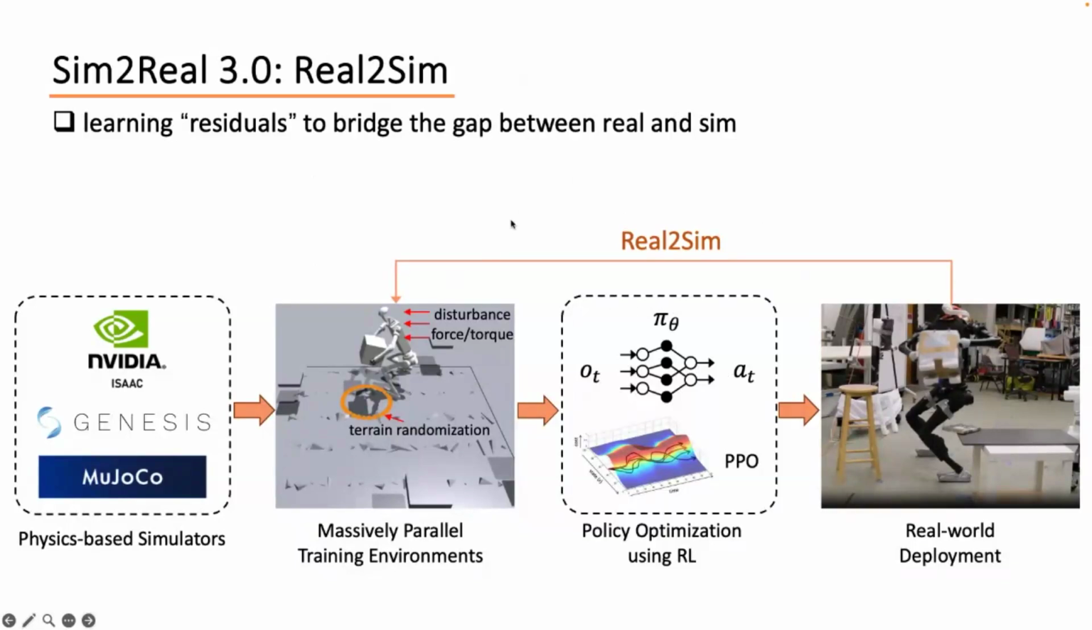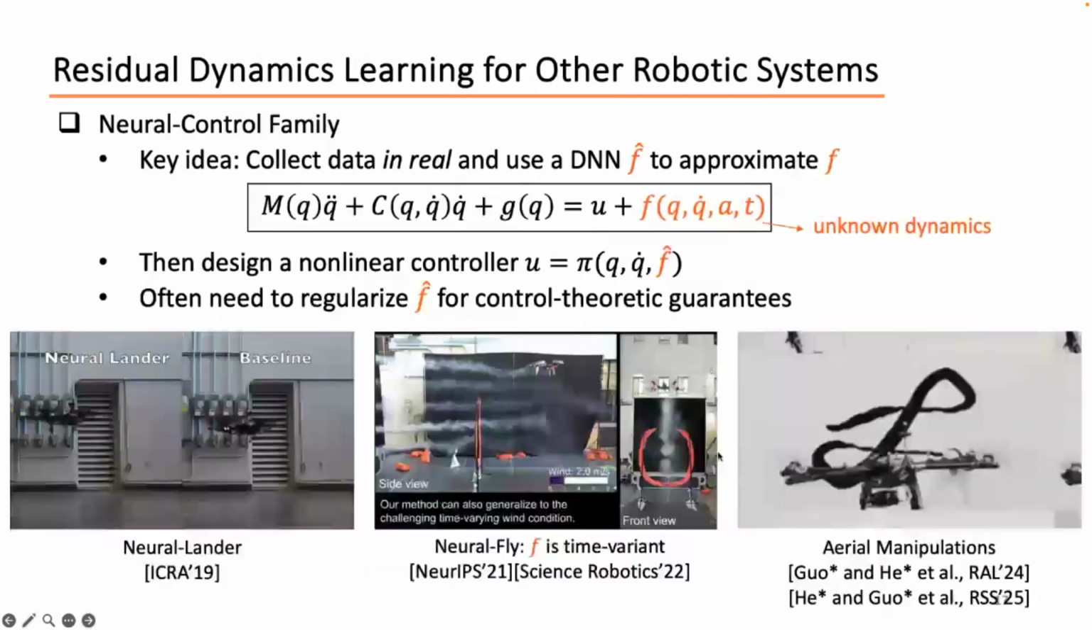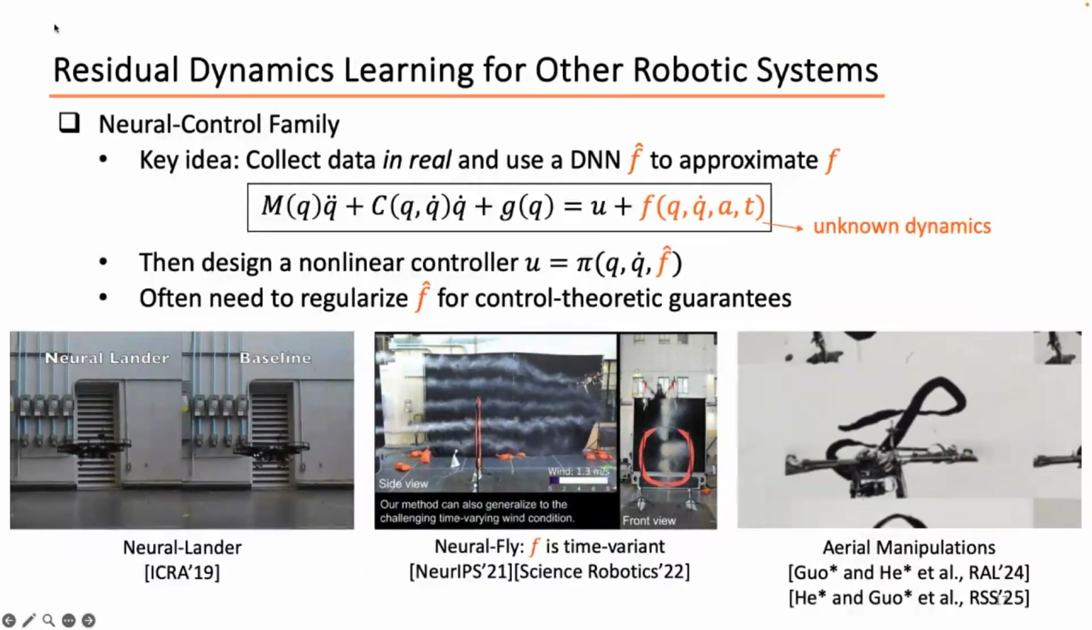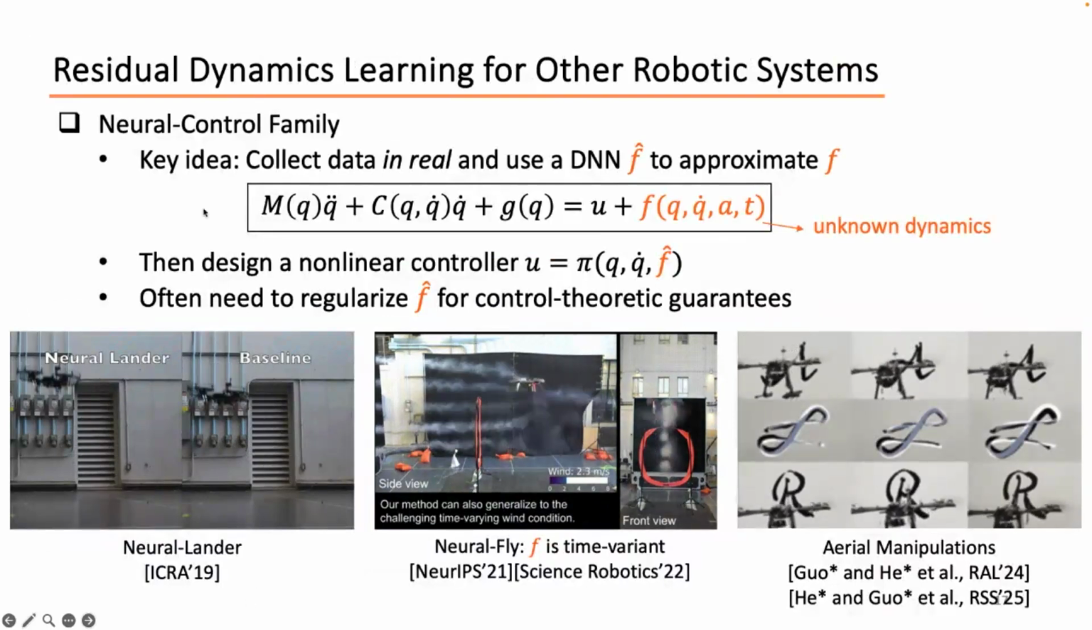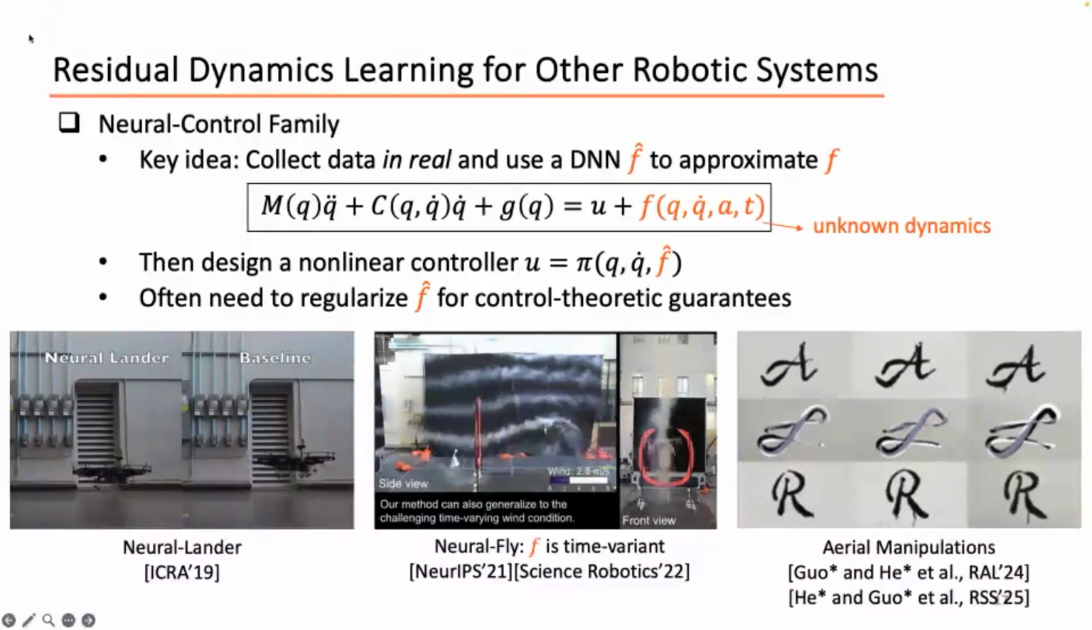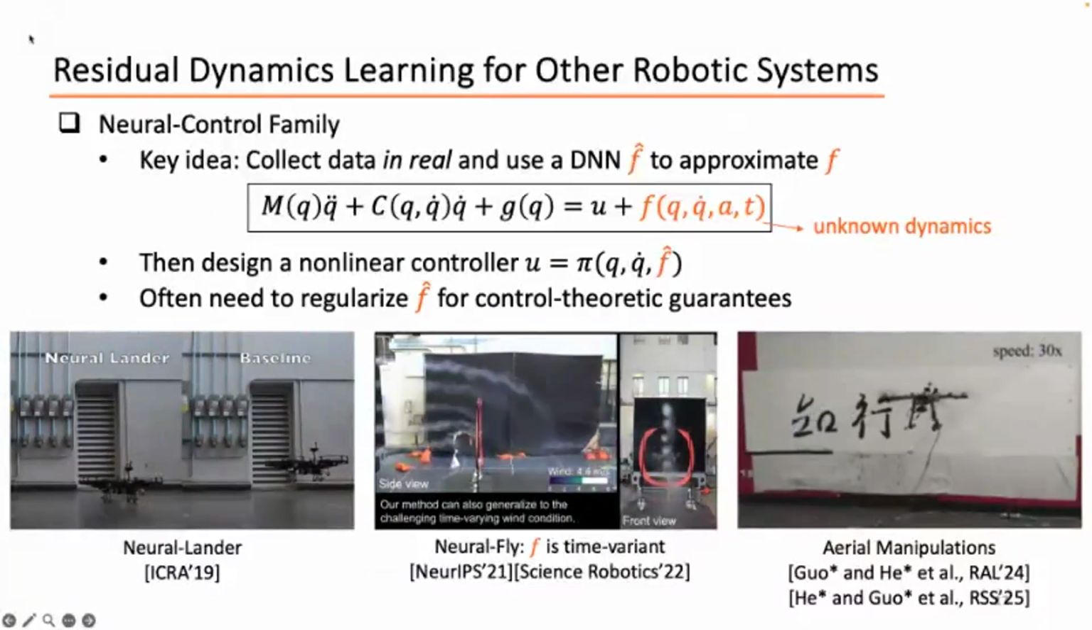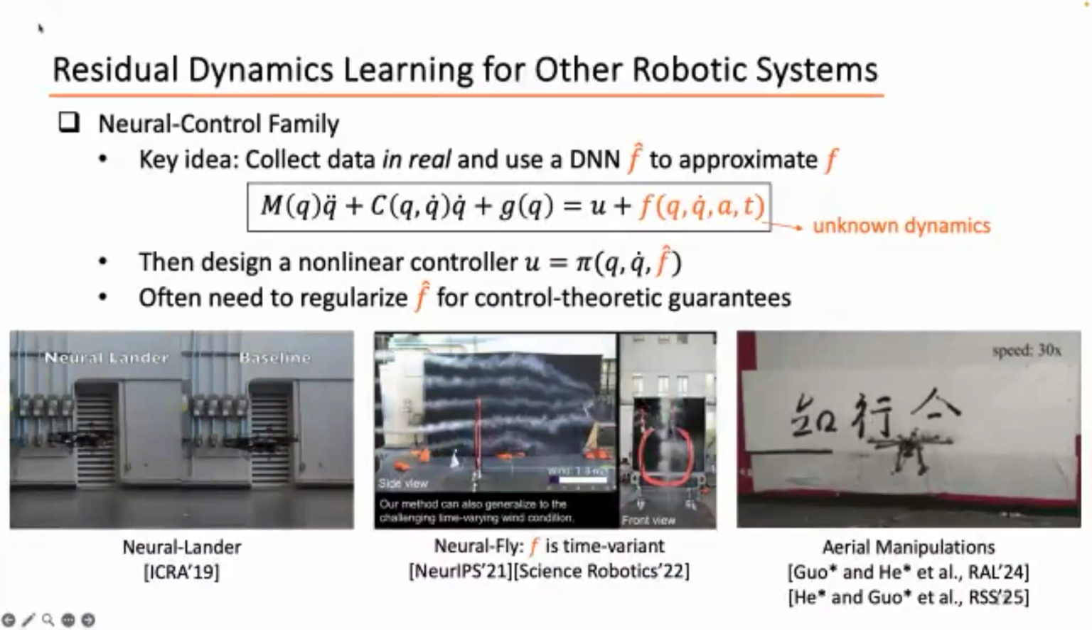So very naturally, if you think about it, can we learn a world model? Can we learn a residual world model, right? Can we learn a residual dynamics? This is probably the very natural idea. So fortunately, for other robotic systems, people have already done that. For a simple robotic system, especially for quadrotor, for flying robots, like aerial robots. This is some of my PhD work, on neural control family.